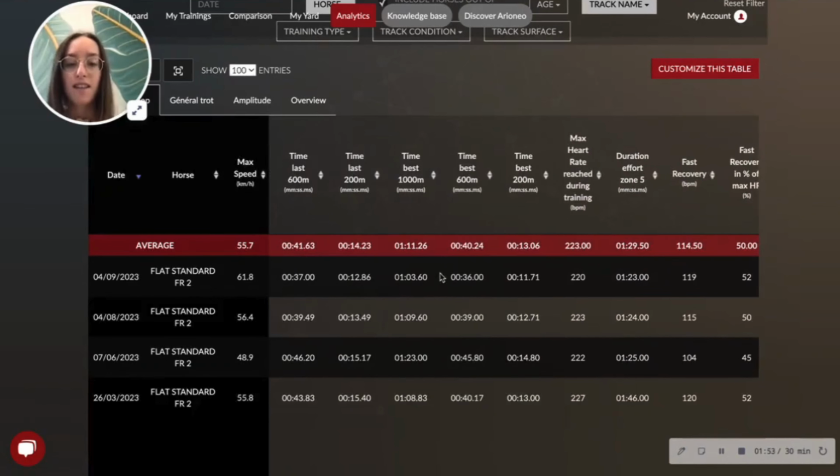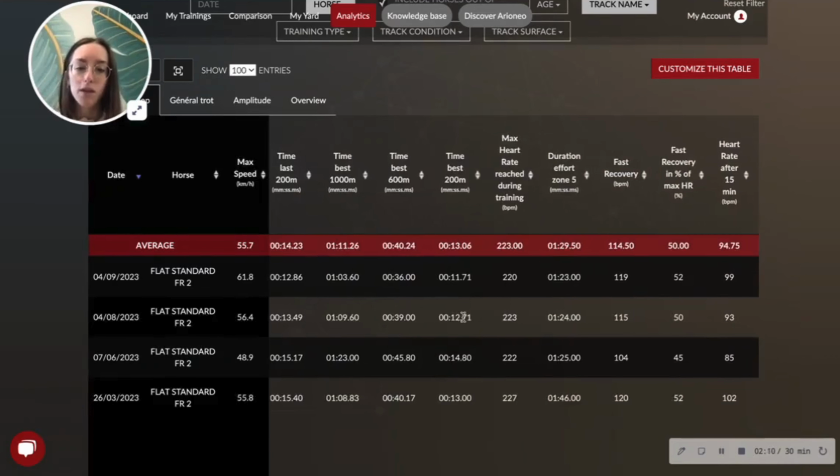And in terms of time, what I can see is that my trainings really went faster and faster. Here, it's my fastest training ever in 36 seconds for the best 600 meters. It's a lot faster than my average, which is 40 seconds. And I can see basically over the last 3 trainings, every training was a bit faster.